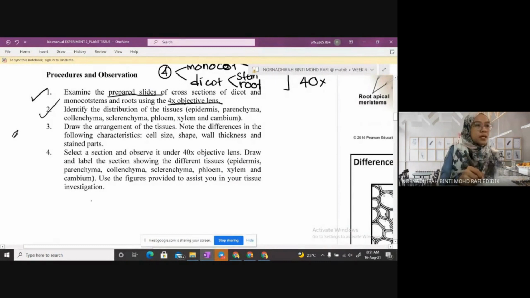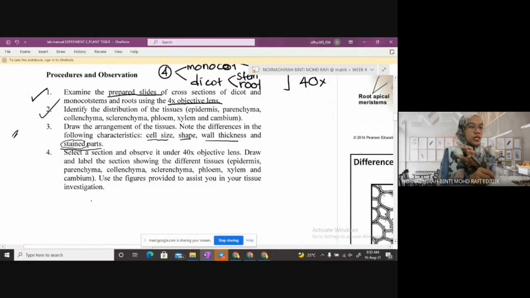Okay, the cell size, ni you guys kena take note. Cell size, the shape, the wall thickness and the stain parts. Okay, size dia macam mana, bentuk dia macam mana, cell wall dia tebal dia macam mana, sebab berbeza jenis tisu, berbeza semua ni. Okay, and stain parts ni maksudnya warna dia, mana yang obvious. Sebab biasanya kalau warna obvious tu maksudnya ada karakteristik yang special kat situ.